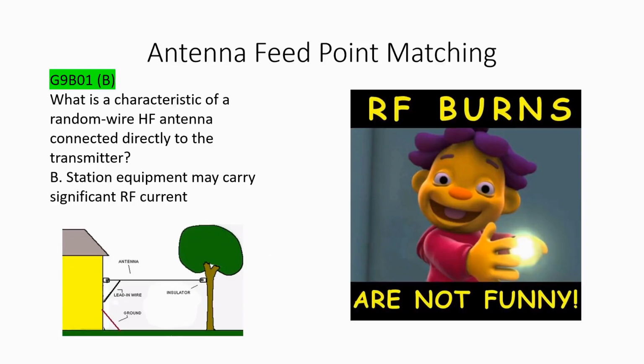If you're connected to the end of the wave, or the middle of the wave where the impedance is low, you may be connected to the high voltage end or the high current end. In either case, you shouldn't use an antenna like that unless you put an antenna tuner between the radio and the antenna to keep too much RF from coming back into your radio and back into you. I have had an RF burn, and they are not funny.